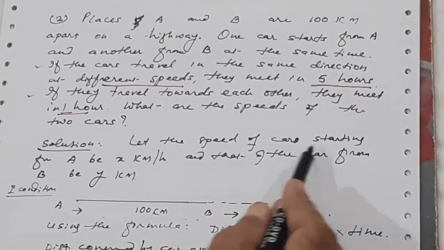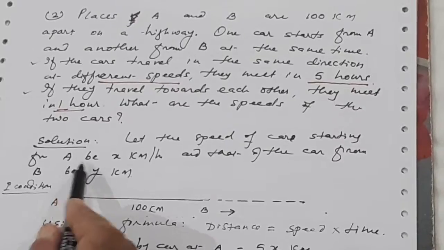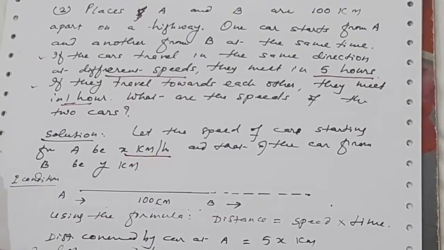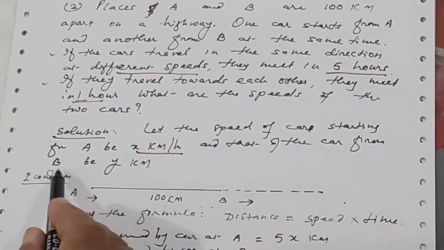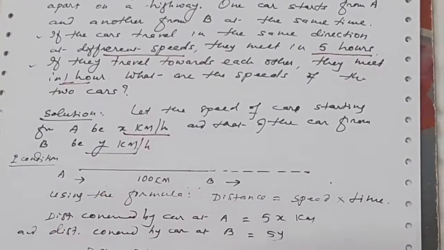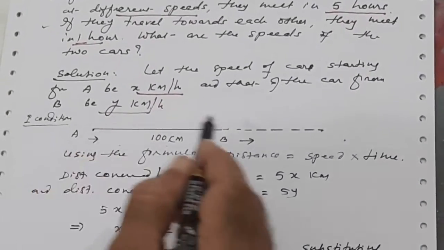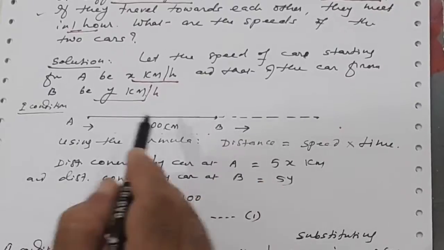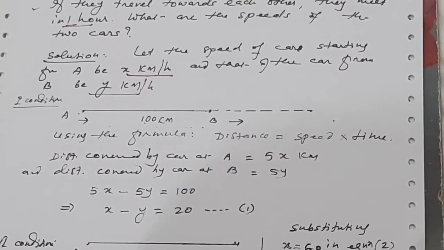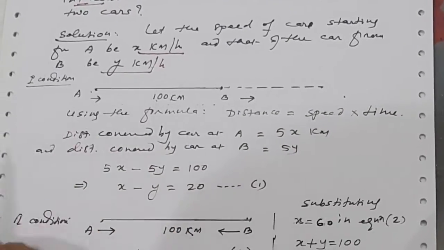Let the speed of the car starting from A be x kilometer per hour, and that of the car from B be y kilometer per hour. Now imagine that this is the place A and B. The distance between A and B is 100 kilometer. They are starting at the same time.